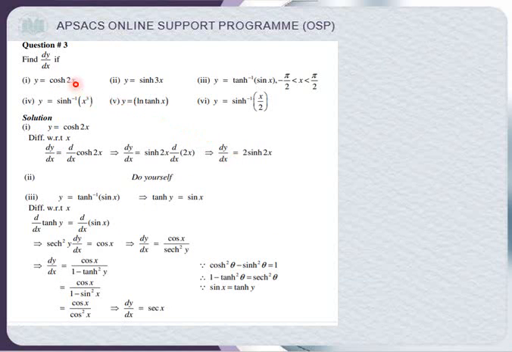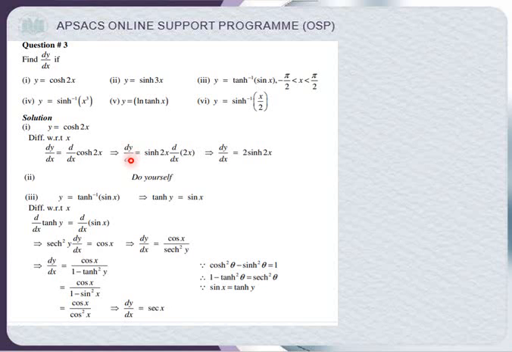Now you can see question number 3, find dy by dx if y is equal to cos hyperbolic 2x and y is equal to sine hyperbolic. There are 6 parts, and this is only for the MCQ based question. So for part 1, y is equal to cos hyperbolic 2x.